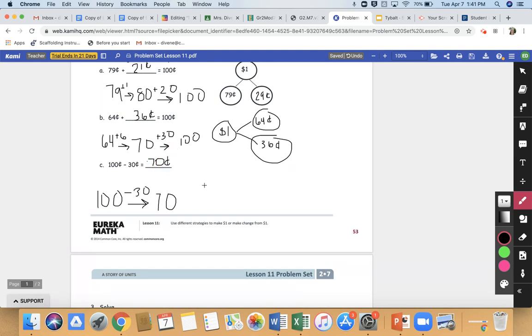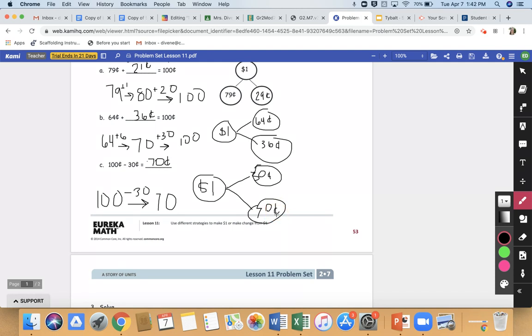And my number bond is going to always start, in this case, with $1. So there's my total amount there. And then my number bond is going to consist of 30 cents, and whatever I need to add to that to get me to $1, which would be 70 cents. And here we'll put 70 cents.